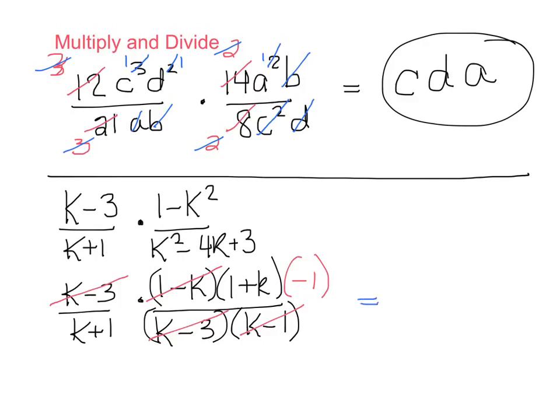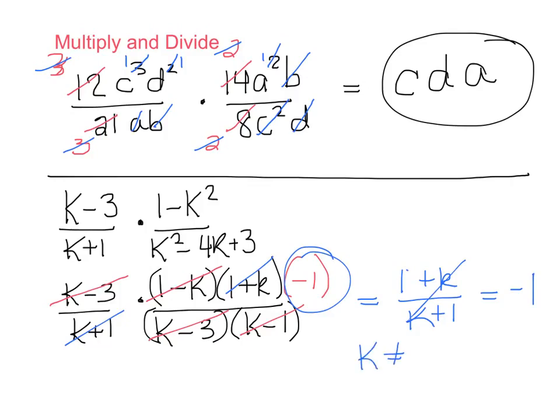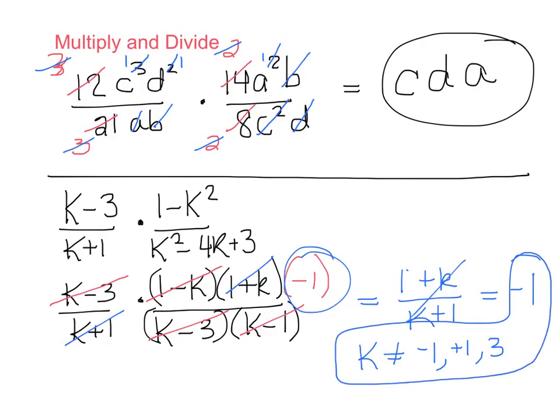And don't forget if you have any lost domains. So I've got 1 plus k over k plus 1. Whoops, I obviously forgot to cancel those out. So the only thing left is my negative 1. There's my negative 1, but I have to remember that, according to my original, k cannot equal negative 1, 1, or 3. So here is my equivalent expression with its lost domains.